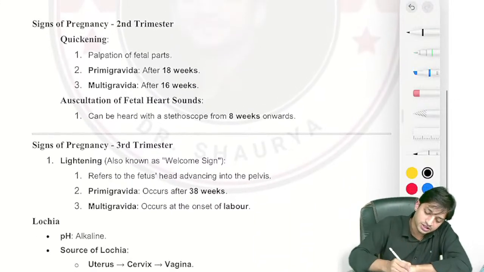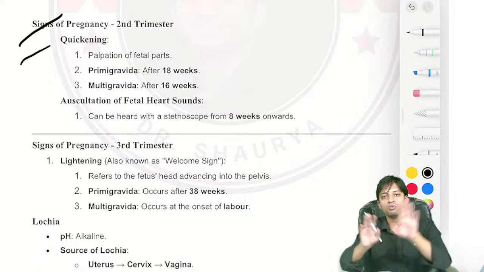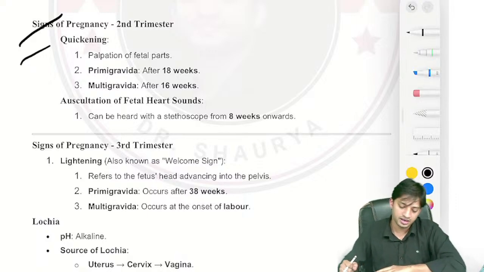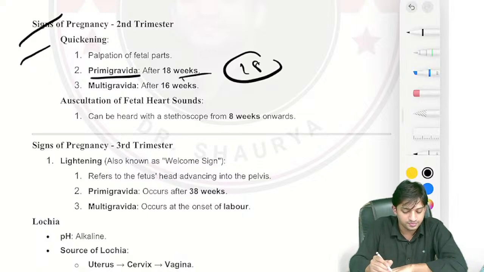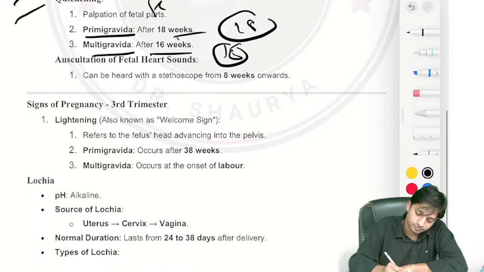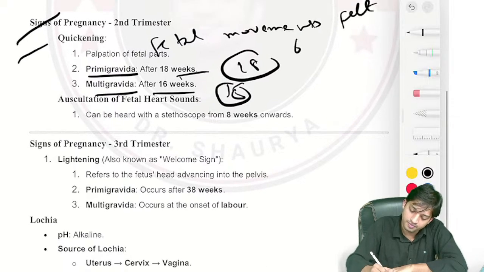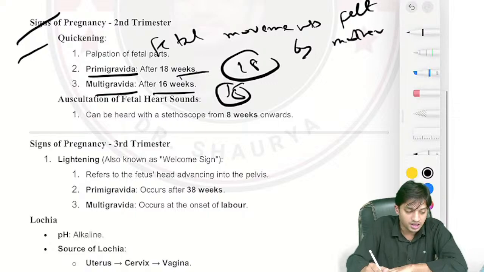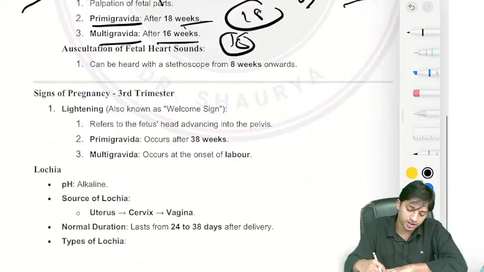Now, signs of pregnancy in second trimester. Quickening, the fetal movements that can be felt by the female, right? Now, in primigravida, it is generally felt after 18 weeks, and in multigravida, it is felt after 16 weeks. Quickening, right? Fetal movements, felt by the mother. In Hindi, you call it laat marna, bacha laat maar raha hai, right? That is quickening, second trimester.